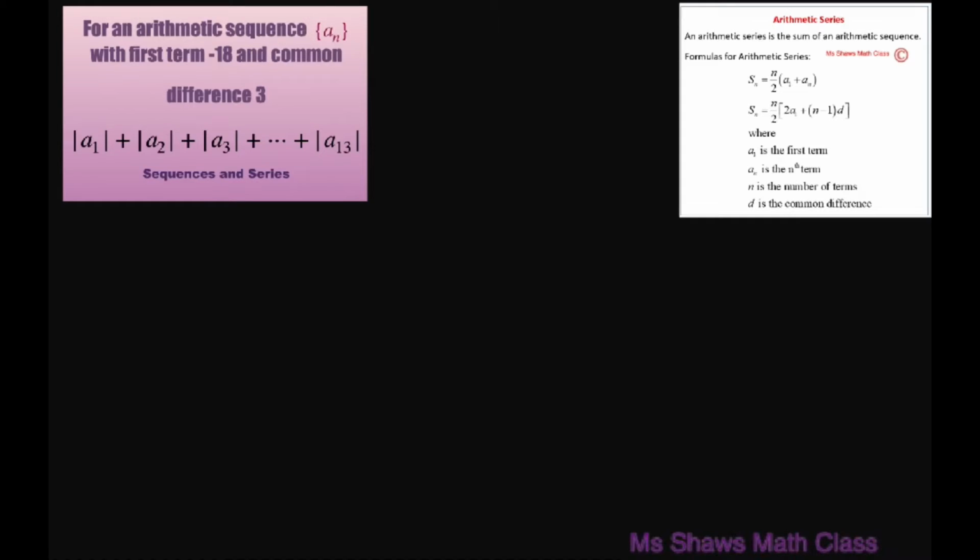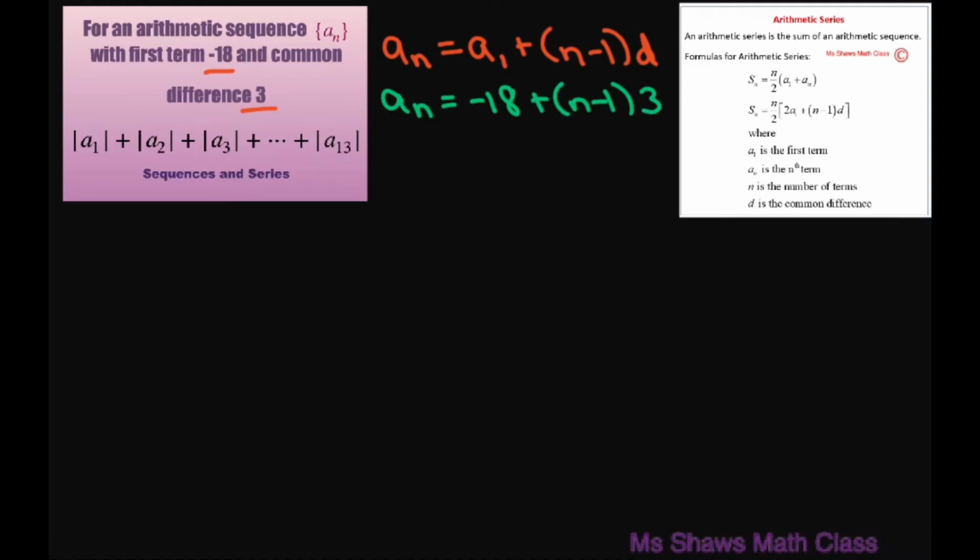So our a sub n, our explicit formula will be your first term plus n minus 1 times your common difference. And it's given here what our first term and common difference is. So that's going to be a sub n equals negative 18 plus n minus 1 times 3. And this is going to equal 3n minus 21. So let's fill some of this out.